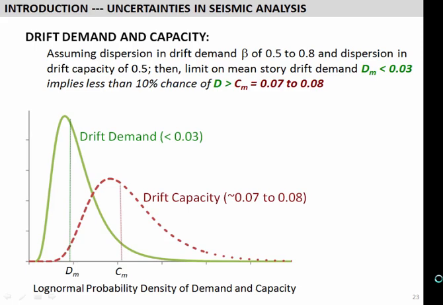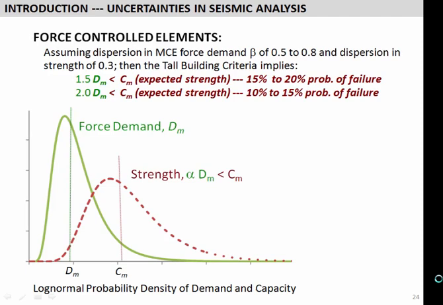Okay, so again, the values that we're seeing, 3%, are pretty modest levels of drift in terms of nonlinear behavior, but recognize we're essentially protecting against much larger drifts than that, owing to the uncertainties that are not fully captured in our analyses. And the same is true of strength-controlled components. And that's why you see these factors in front of the mean demand: 1.5 times the mean demand has to be less than or equal to the capacity of a strength-controlled component. And even that 1.5, which seems high, is still giving you a less than 15 or 20% probability of failure.